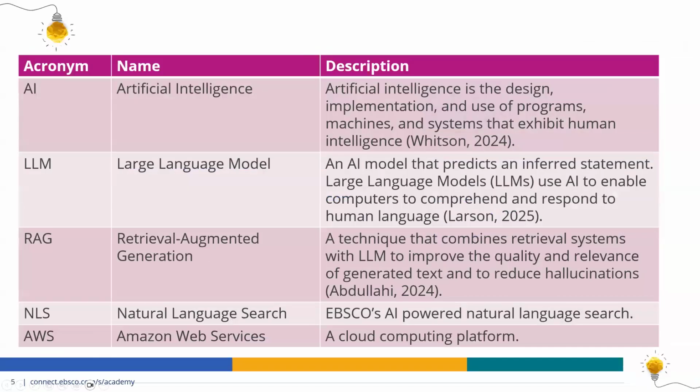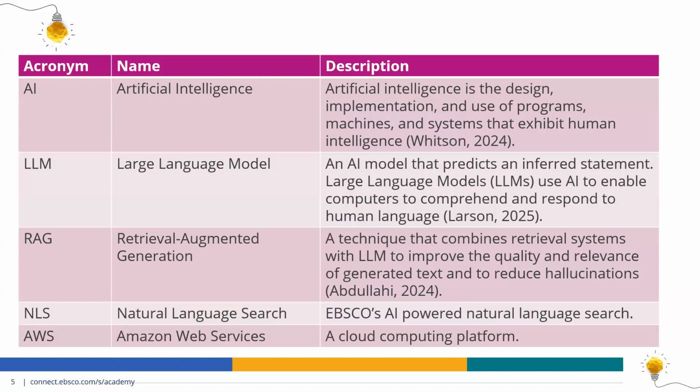Now, I also wanted to mention some of the acronyms that you might hear me mention throughout today's session. So when I mention AI, I'll be referring to artificial intelligence, which is the design, implementation, and use of programs, machines, and systems that exhibit human intelligence. I will also mention LLM, which is a large language model. And this is a type of AI model that predicts an inferred statement, and LLMs use AI to enable computers to comprehend and respond to human language. And both of our AI tools utilize LLM.